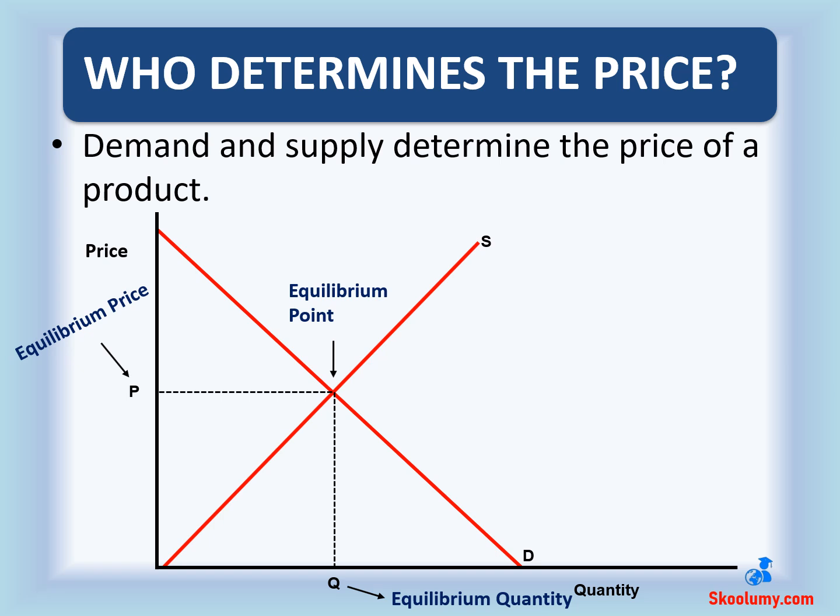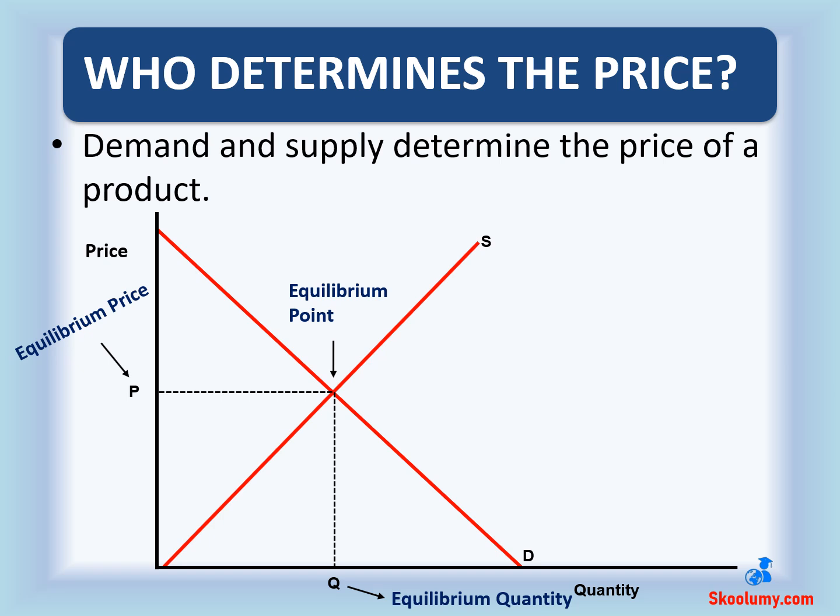The equilibrium price is the same as the market price. When the quantity demanded and the quantity supplied are equal, equilibrium is reached. As a result, the price at which the quantity demanded equals the quantity supplied is the equilibrium price. The equilibrium quantity is the quantity at which supply and demand are equal, whereas the equilibrium point is the point at which supply and demand are equal.